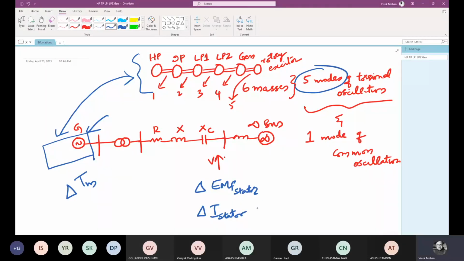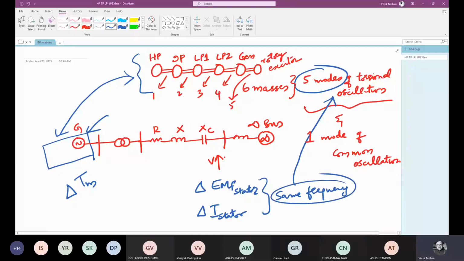Now, if the currents produced in the stator, or the currents injected to the grid, have the same frequency as the excited frequencies of the mechanical shaft oscillations, the torsional oscillations, if this frequency in the electrical network is near to the frequency of torsional oscillations, then what can happen is that these torsional oscillations may be excited or amplified, and it may go unstable.